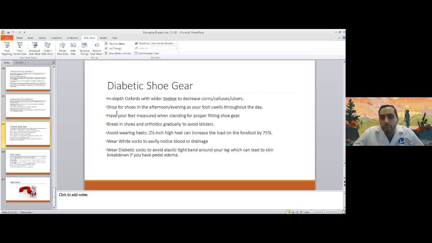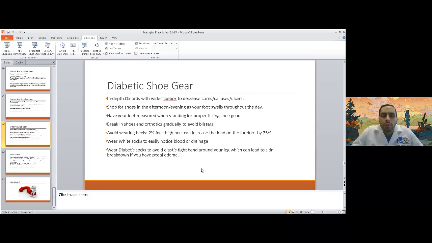Another thing is, when you're shopping for shoes, you want to shop in the afternoon or evening because your foot swells throughout the day. You really want to shop when your foot is at its widest, so that you're erring on the side of getting a little bit wider rather than a tighter shoe, which can cause more problems. You always want to have your feet measured when you're standing for proper fitting shoe gear. You always want to break in your shoes and orthotics gradually to avoid blisters.